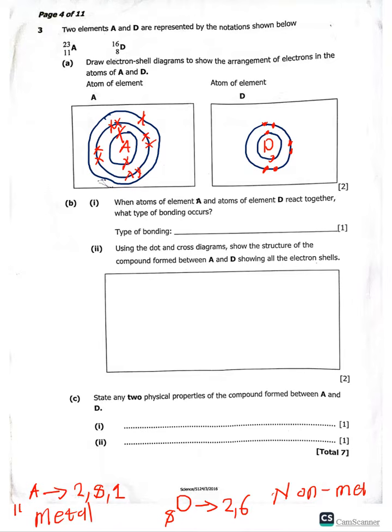So the type of bonding that occurs between a metal and a non-metal is ionic bonding, because there is the transfer of electrons from the metal to a non-metal. Now, Roman numeral 2: using dot and cross diagrams, show the structure of the compound formed between A and D, showing all the electron shells. So now let's draw this dot and cross diagram.